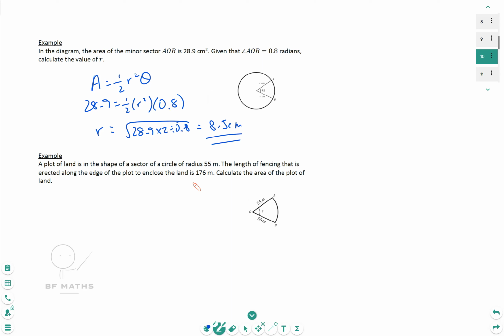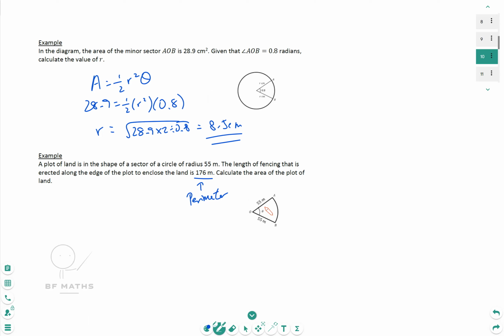Example, next one. A plot of land is in the shape of a sector of radius 55 meters. The length of fencing that is erected along the edge of the plot to enclose the land is 176. Hopefully you understand this means the perimeter. Calculate the area of the plot. So we know the perimeter. To find the area, we need half r squared theta. The question is, we don't have theta. So how then? I'll let you think about that.